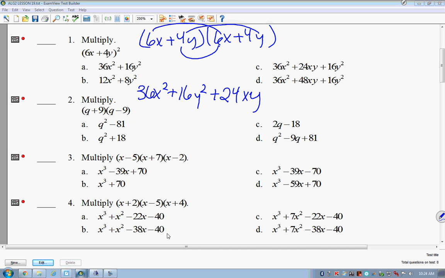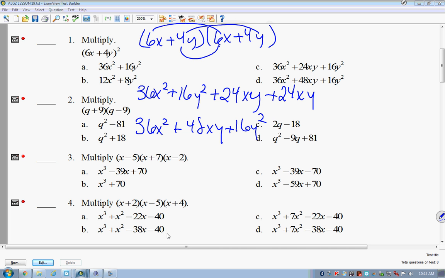All right, and what's my... we did first, didn't we? We did first, okay, 6x times 6x. And then we should have done 6x times 4y, right? All right, what was that? 24 what? 24xy. Okay, so now we need to get our terms together. We got 36x squared plus 48xy plus 16y squared. Okay, now this is also the sum of a square, right?